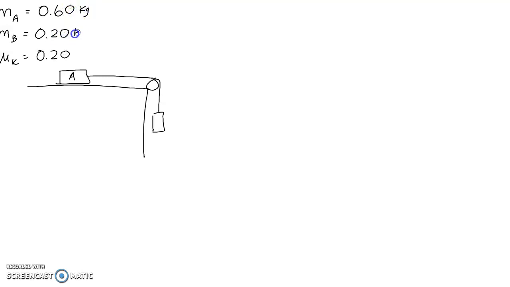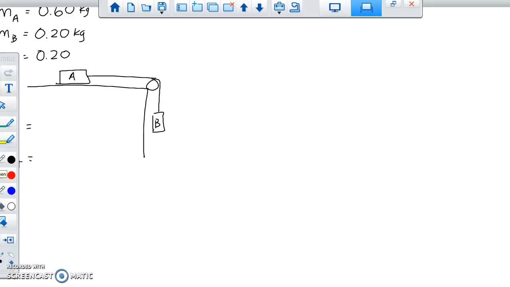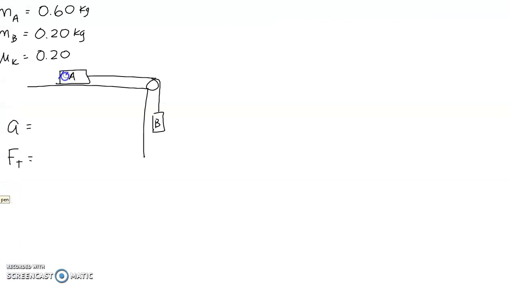So that's the situation. And what we want to do is determine the acceleration and the force of tension. These are usually the two common questions that we get with modified Atwood's machine problems. So our first step is to draw force diagrams for both of these.